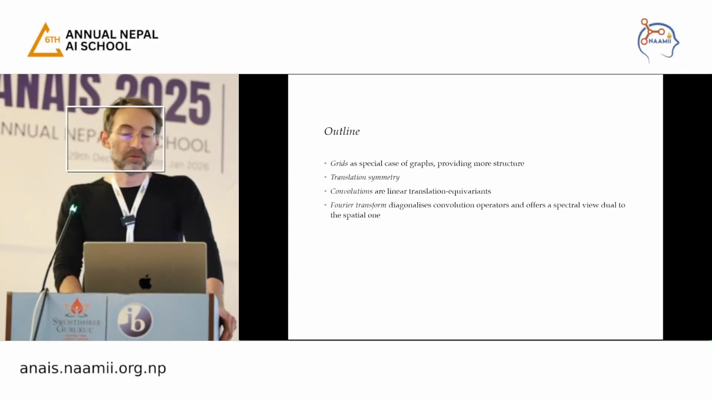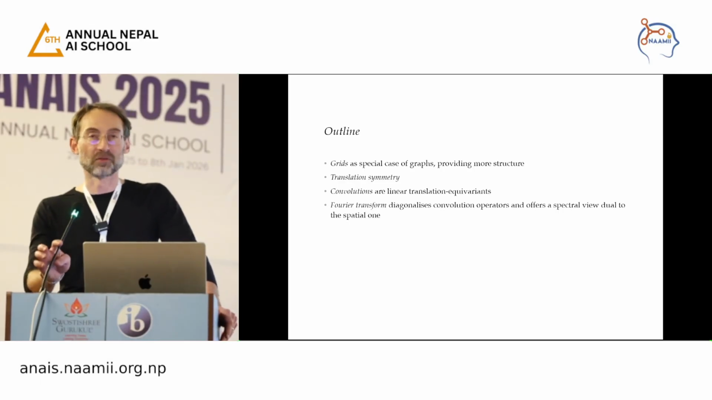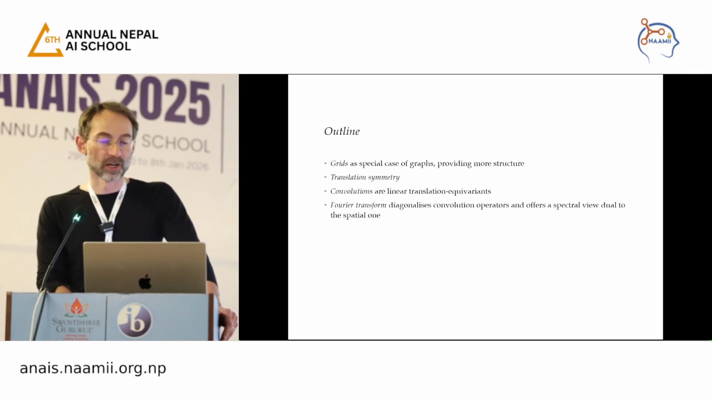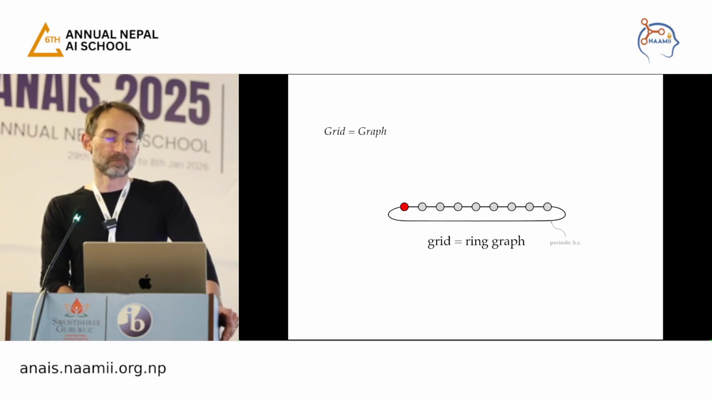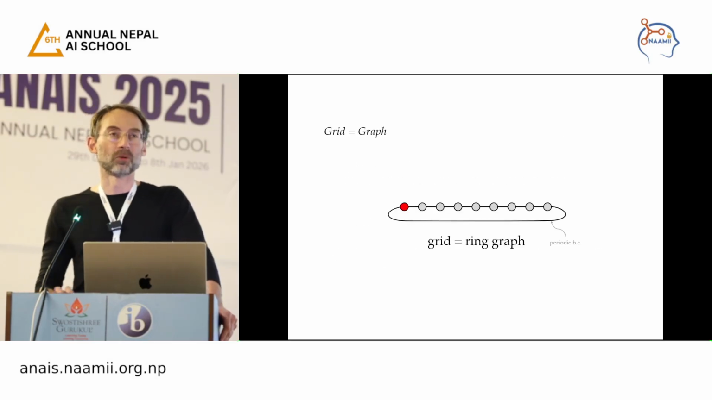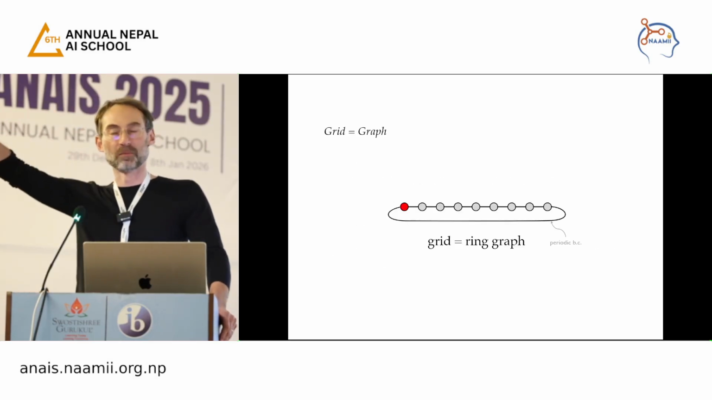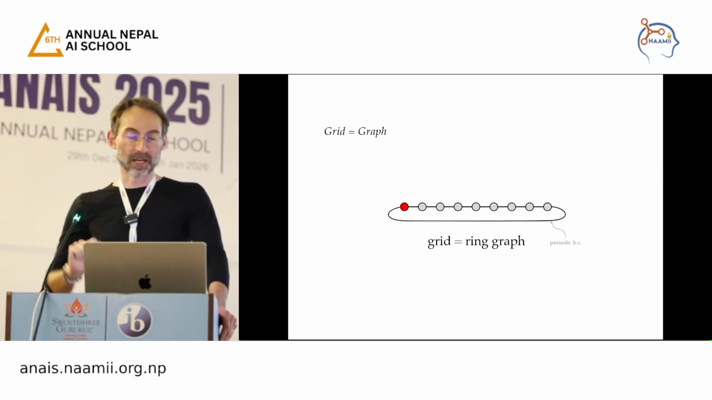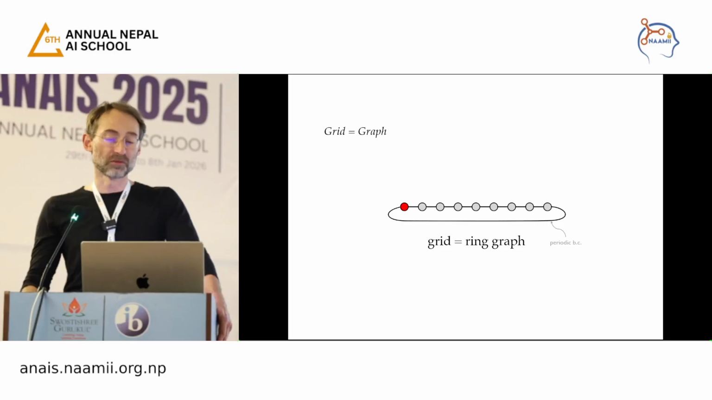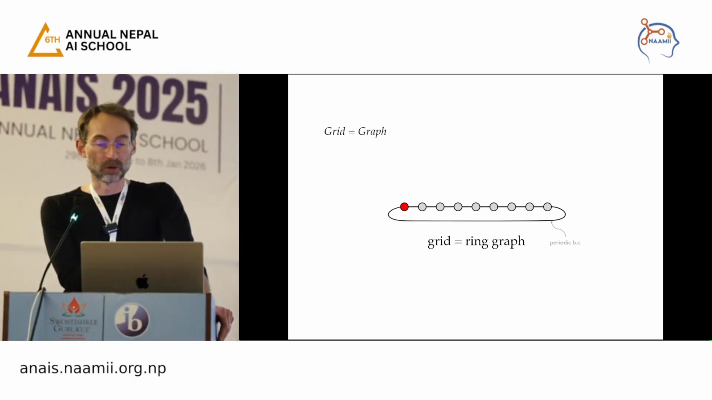So basically, if we look at a grid, the first thing you need to realize is that a grid is a graph. So here is our graph. I can take my point on a grid and move it around. What we'll need to assume, just for simplicity of analysis, is what are called periodic boundary conditions. So when I reach the end of my grid, I go back to the beginning. This is called a ring graph, and these are called periodic boundary conditions.